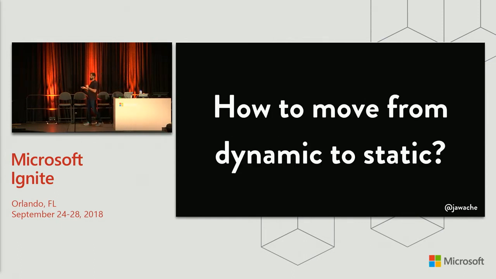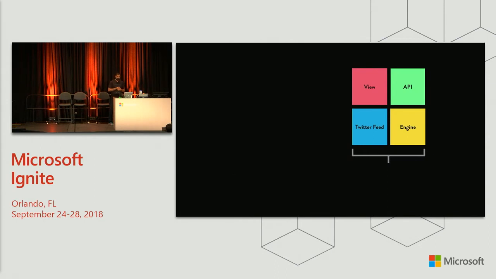But how do you then move from dynamic to static? Dynamic would be how I would describe building applications in ASP.NET or Django or Rails or whatever framework you people were using back in the day. How do we move from that over to a static site today?